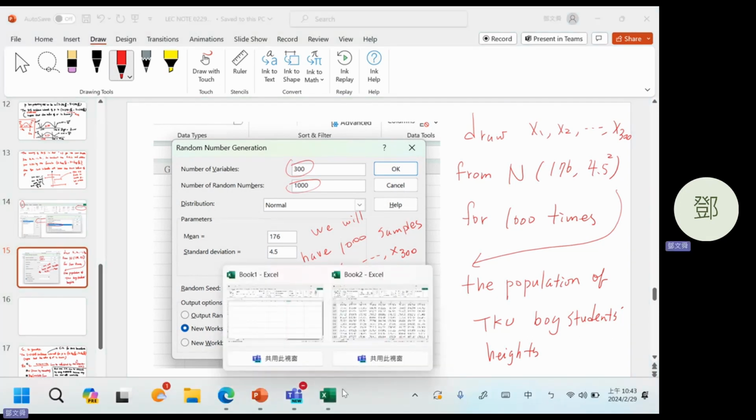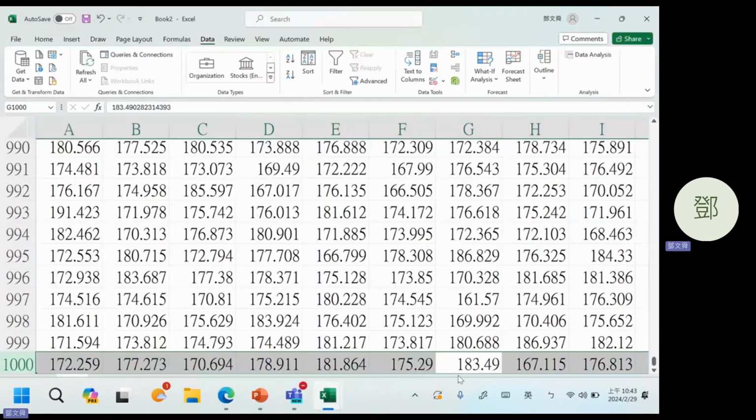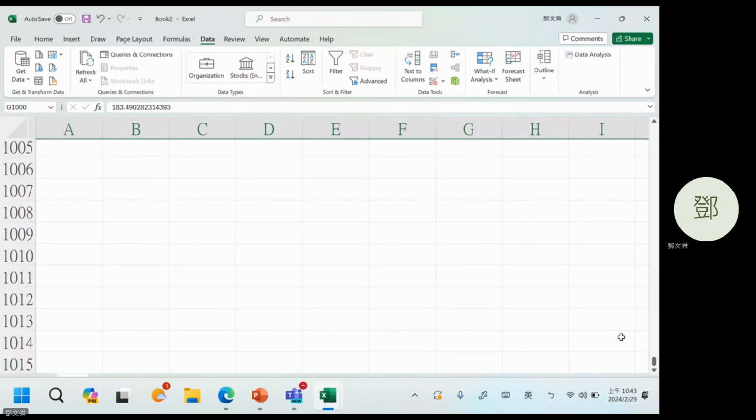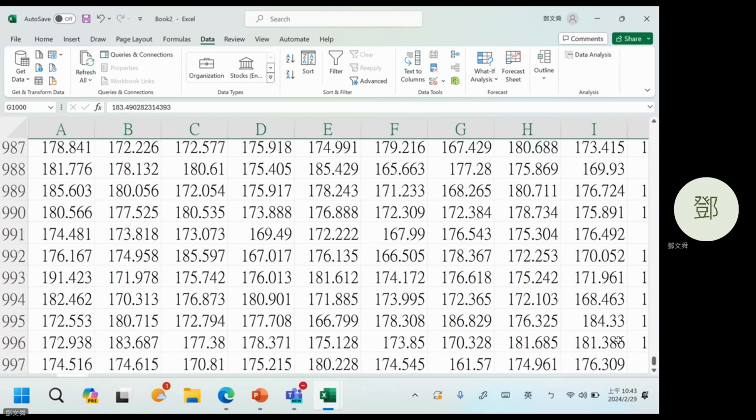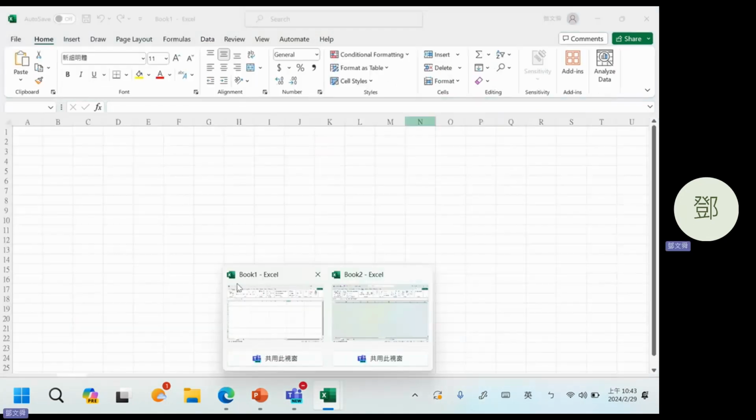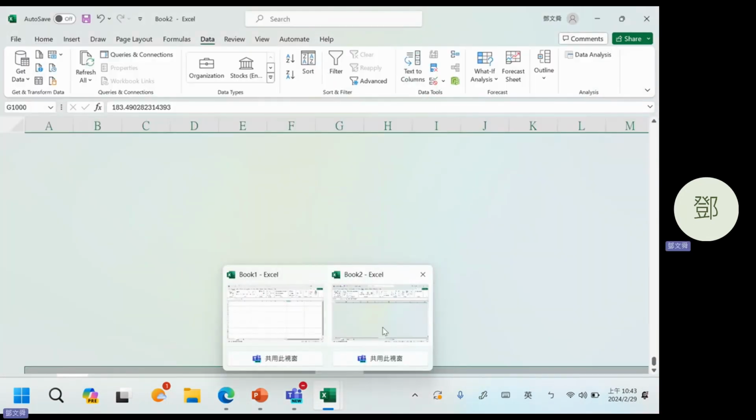Now it is time to construct the confidence interval. It is time to construct such confidence interval.